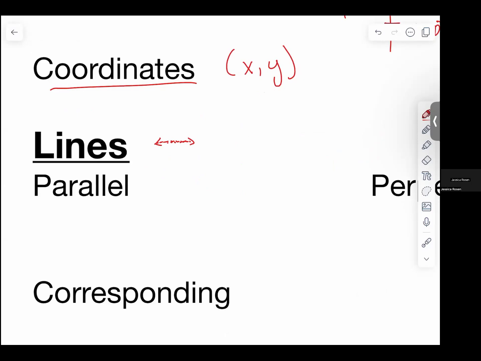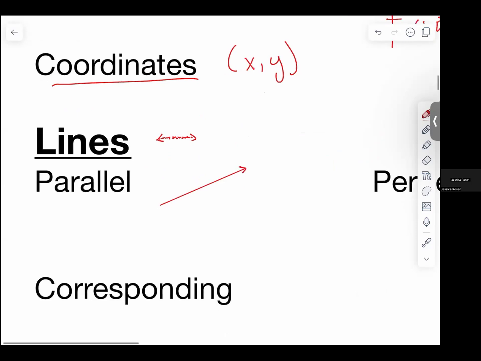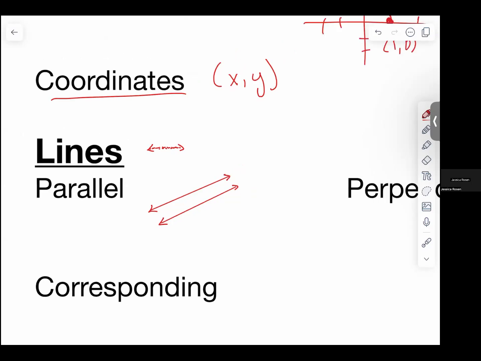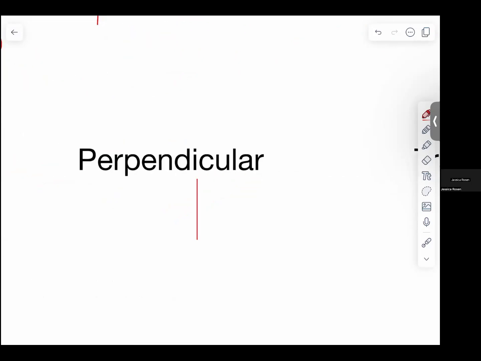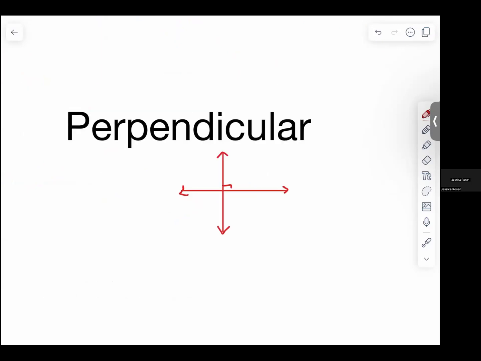We can have parallel lines, which hopefully you've seen before. Means that they run next to each other side by side and they never touch. So parallel is never going to touch, and perpendicular are two lines that are going to come together at 90-degree angles. And we haven't necessarily talked about 90-degree angles yet, but the way that we know something is a 90-degree angle is it puts this little square at the intersection of the lines.